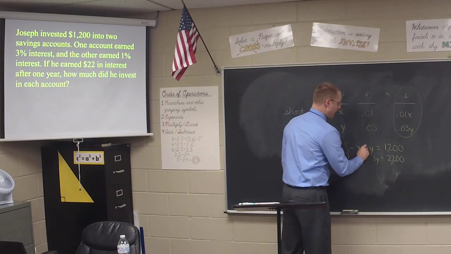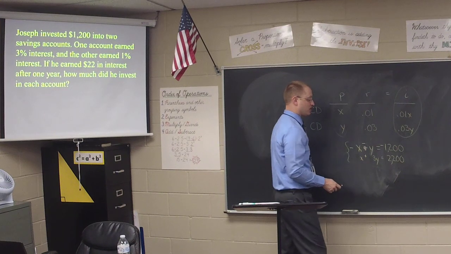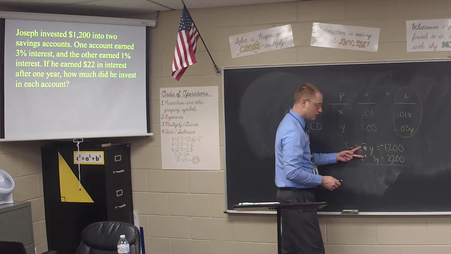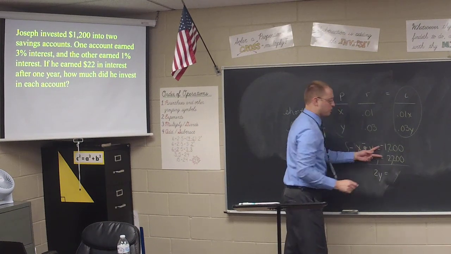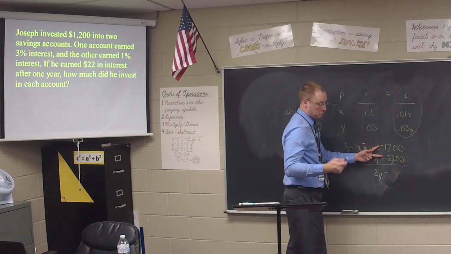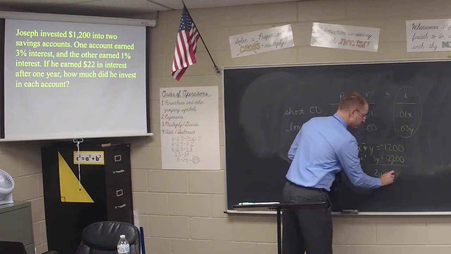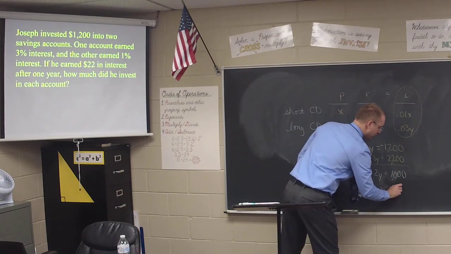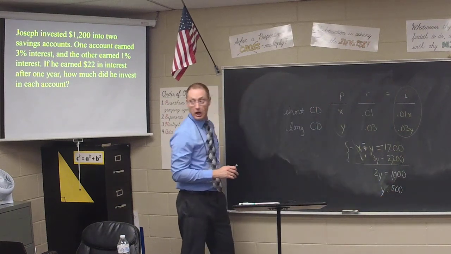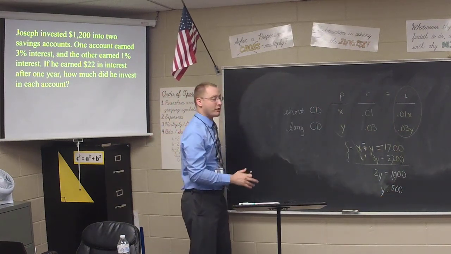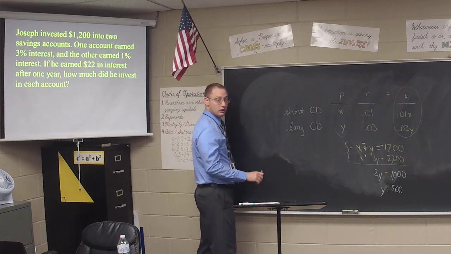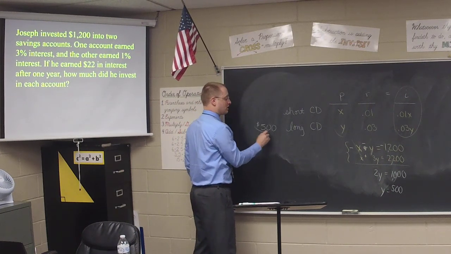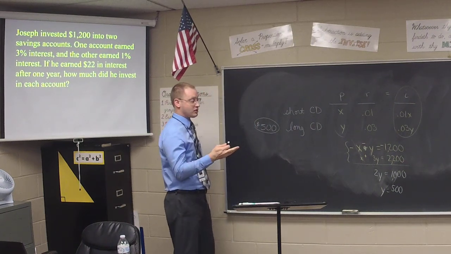Good. We already have matching terms, so we just need to change some signs that allow the x's to drop out. Right here, class, we get 2y is equal to 1,000. And so y would equal 500, which means Joseph invested $500 into the long-term CD. So that's $500 he can't touch, he can't access for probably at least a couple of years.